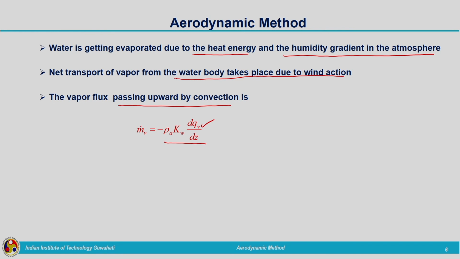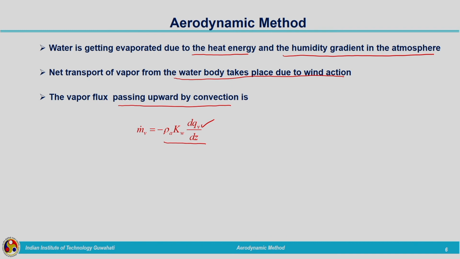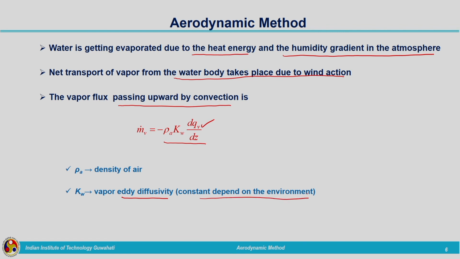Any expression related to convection, where different actions will be taking place, the equation will have this form. So, here we have mv dot is equal to minus rho a kw dqv by dz. Here rho a is the density of air, kw is the vapor eddy diffusivity. This is a constant depending on the environment. Here we will be considering kw to be constant. Then we know dqv by dz, that is the specific humidity gradient. qv is the specific humidity.